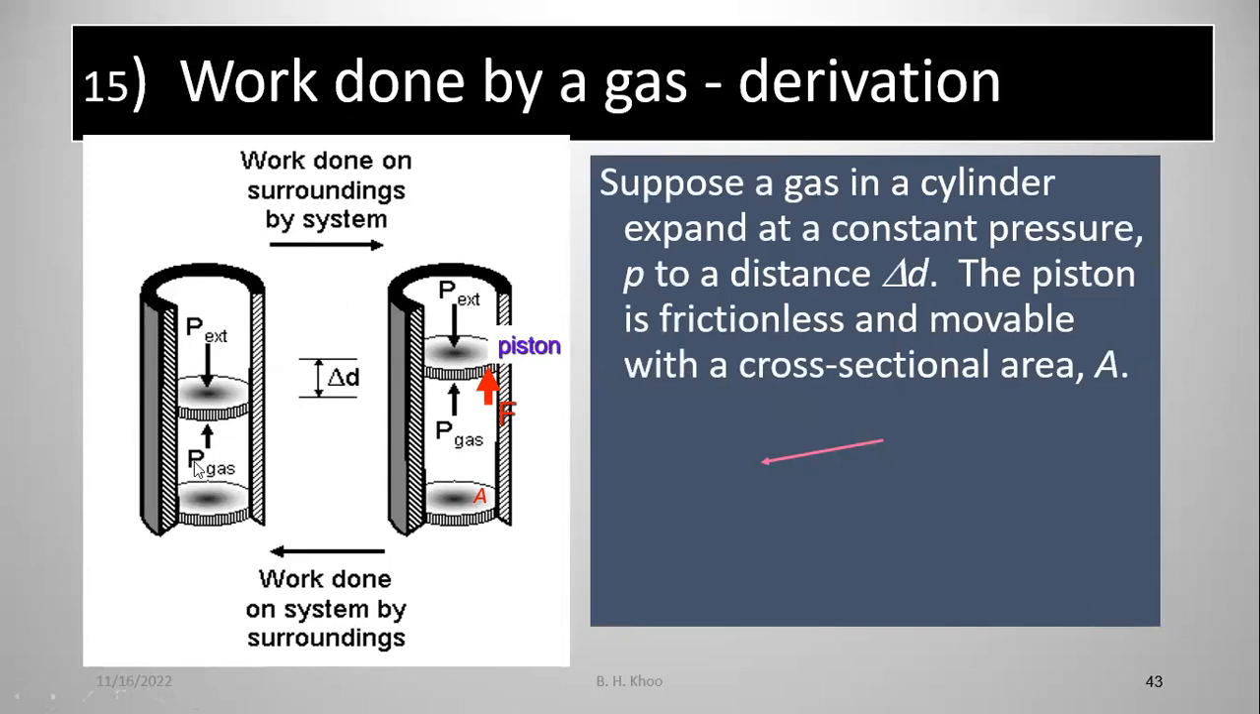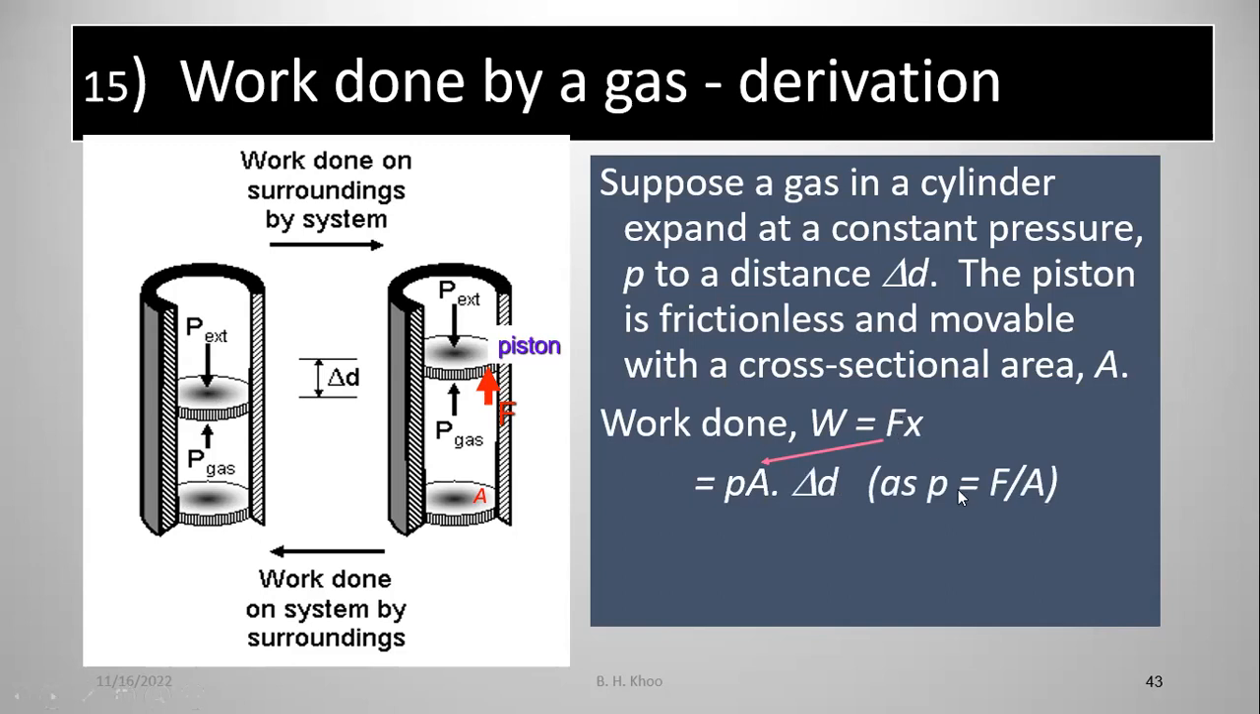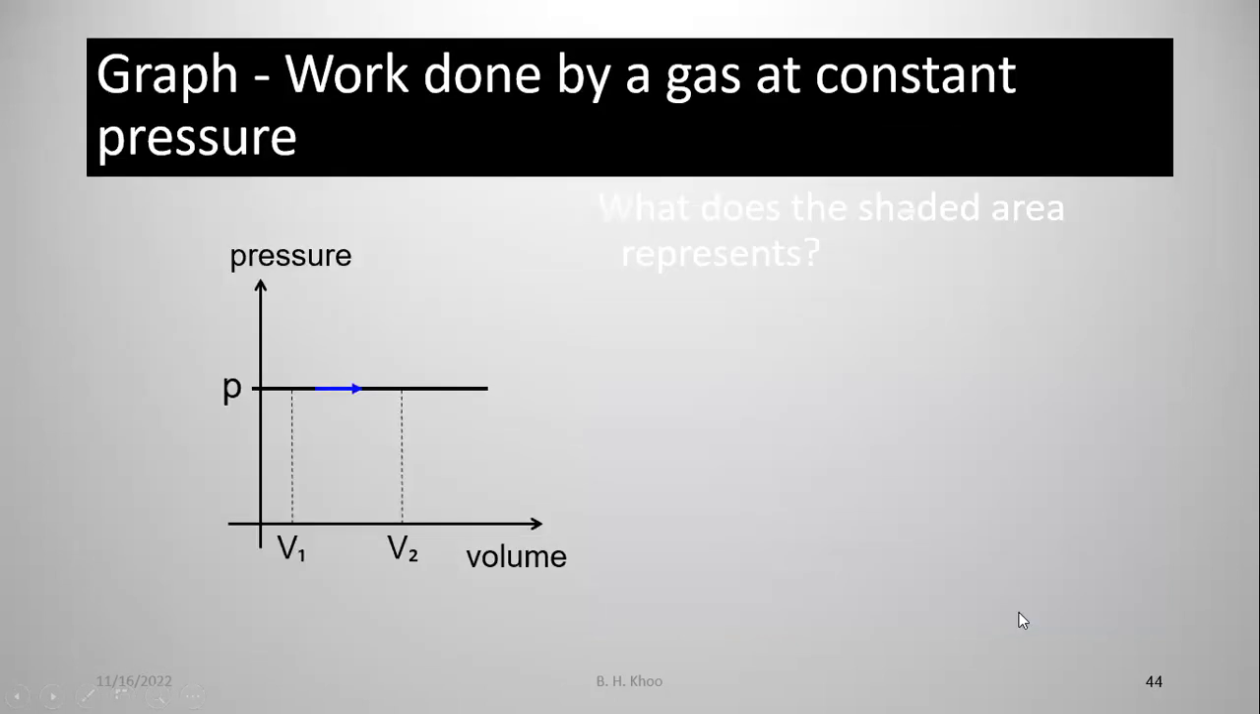There's a gas pressure and an external pressure, and they are the same, so it doesn't change. The piston moves a distance delta D. We use the work done formula, force times distance. Force is pressure times cross-sectional area, so F equals PA times delta D. A delta D is your change in volume. So work done is P delta V.